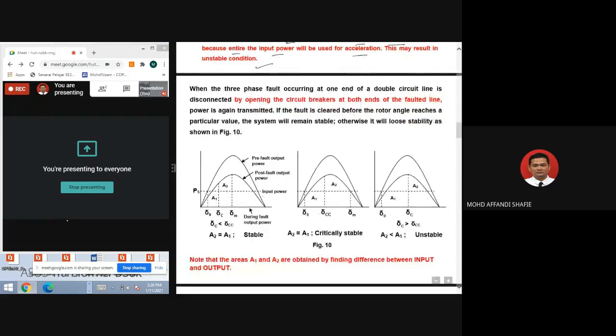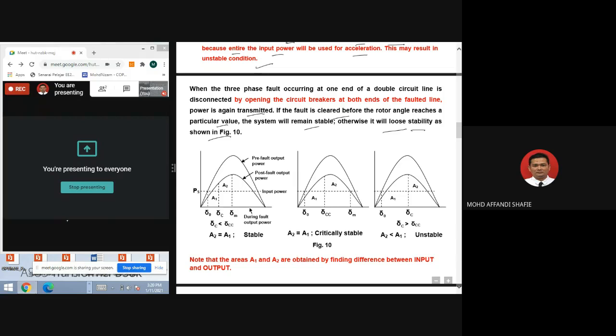breaker at both ends of the faulted line, power is again transmitted. So if the fault is cleared before the rotor angle reaches a particular value, the system will remain stable. Otherwise, it will lose stability as shown in figure 10. So here, pre-fault output power, post-fault output power.